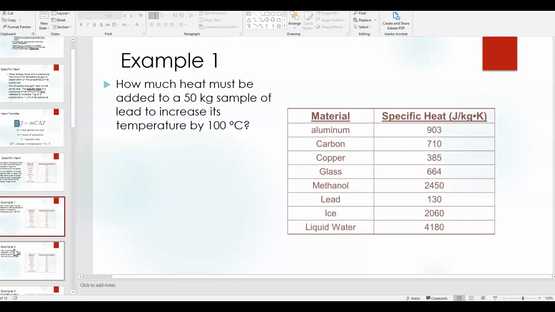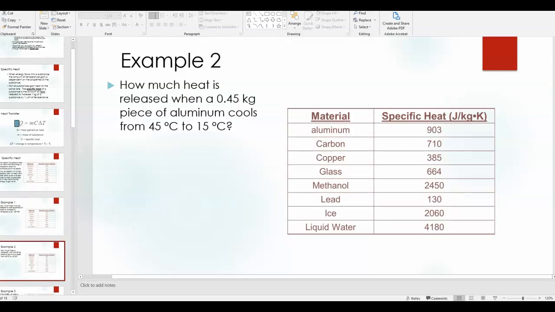Okay, so let's do some other examples. Example two says, how much heat is released when a 0.45 kilogram piece of aluminum cools from 45 degrees Celsius to 15 degrees Celsius? Again, we're looking for heat, which means Q is our unknown. And we have the equation.